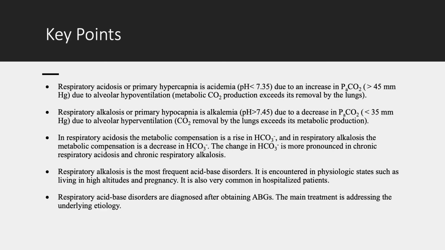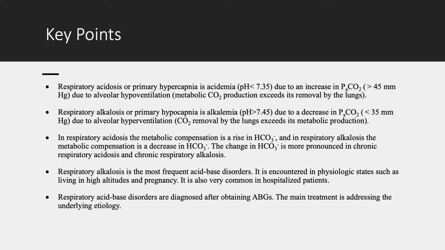Let's finish with some key points. Respiratory acidosis or primary hypercapnia is acidemia, so pH is less than 7.35 and the PaCO2 is high. This is the mechanism, it's over 45. So here you have alveolar hypoventilation, so the metabolic CO2 production exceeds the ability of the lungs to remove it. The opposite, the mirror image, is respiratory alkalosis.